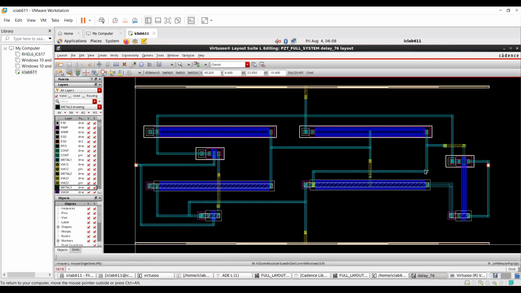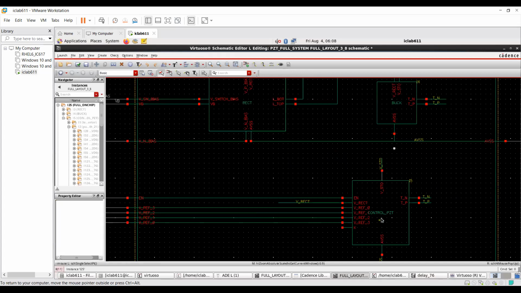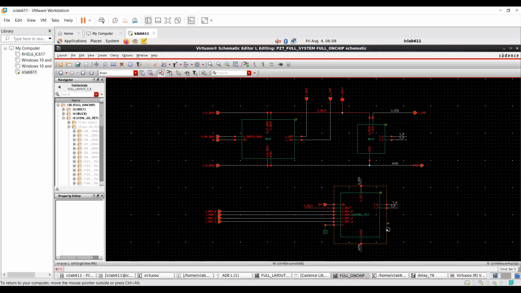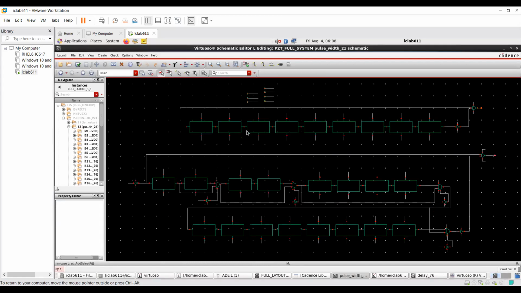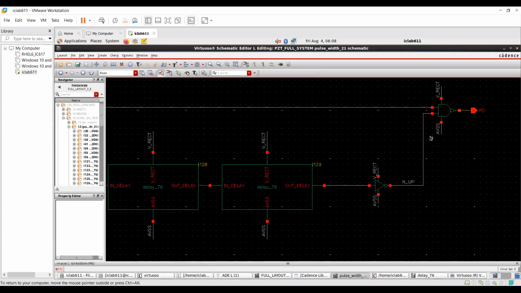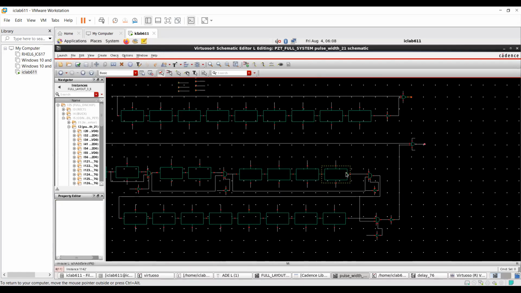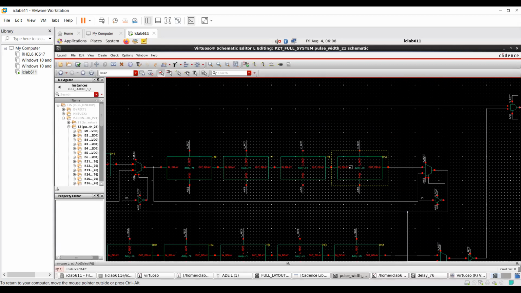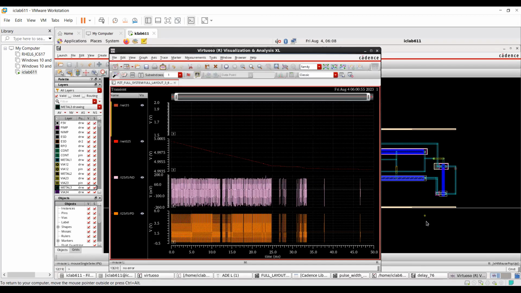In the layout, firstly I need to make a layout for the delay block, and then I make a layout for the full width control. In the full width control we have the layout for the notch, OR, and mux and everything without the delay block. So after making the delay block layout, I can combine them into a full system layout.